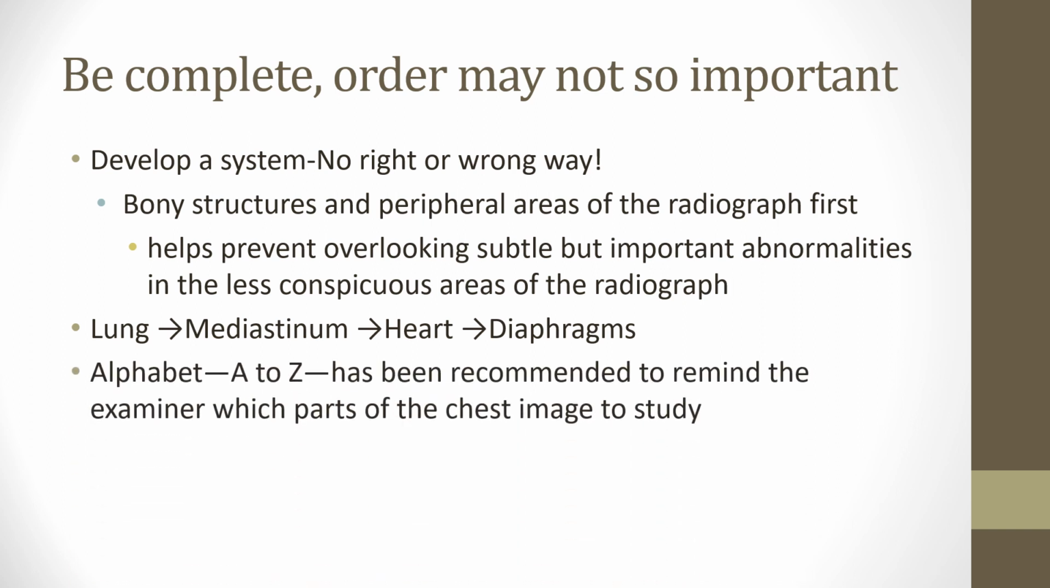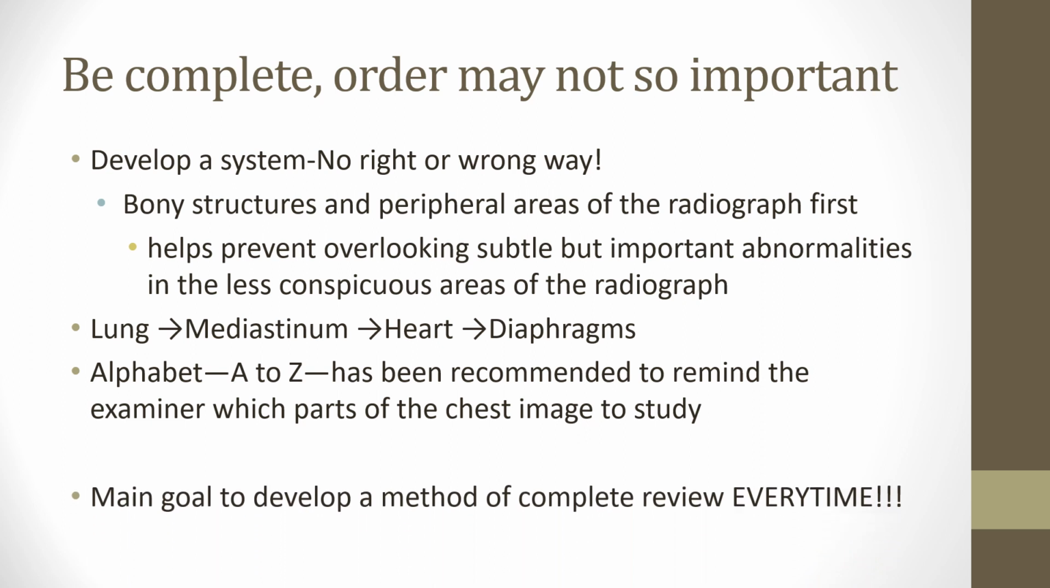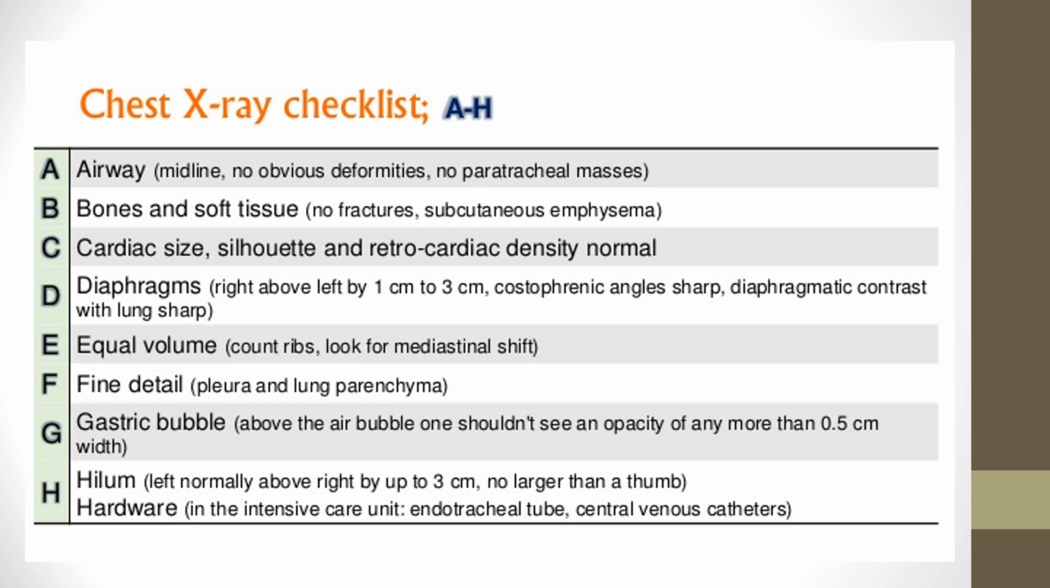Some people look at the lungs, then they look at the mediastinum, then they look at the heart specifically, then they look at the diaphragms. I do the A through I, which is the alphabet approach. That's how I learned from physicians. So that's just my way. I'm not saying it's superior or inferior, but it's a way that I know that I've checked all the boxes and know what's going on. Make sure you develop a method that gives you a complete review every time. A through H, I have an A through I, but A through H: airway, bones, cardiac, diaphragm, volume.